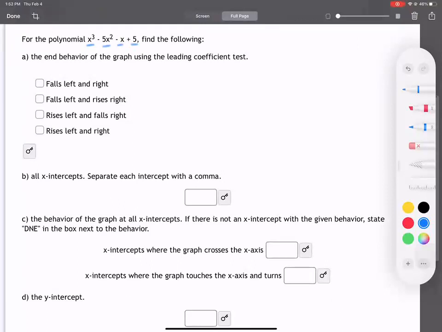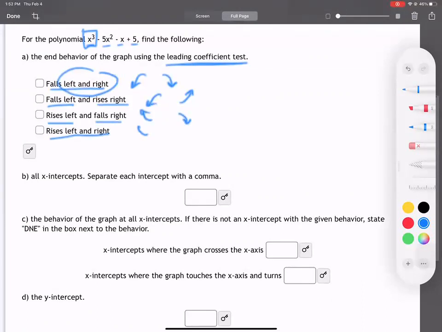find the end behavior of the graph using the leading coefficient test. So just looking at the front here, what does the right side and left side look like? Falls on the left and right, falls on the left but rises on the right, rises on the left and falls on the right, or rises on the left and right. Okay, so look at the terms they use. They use fall and rise. That's the end behavior that they're trying to demonstrate.